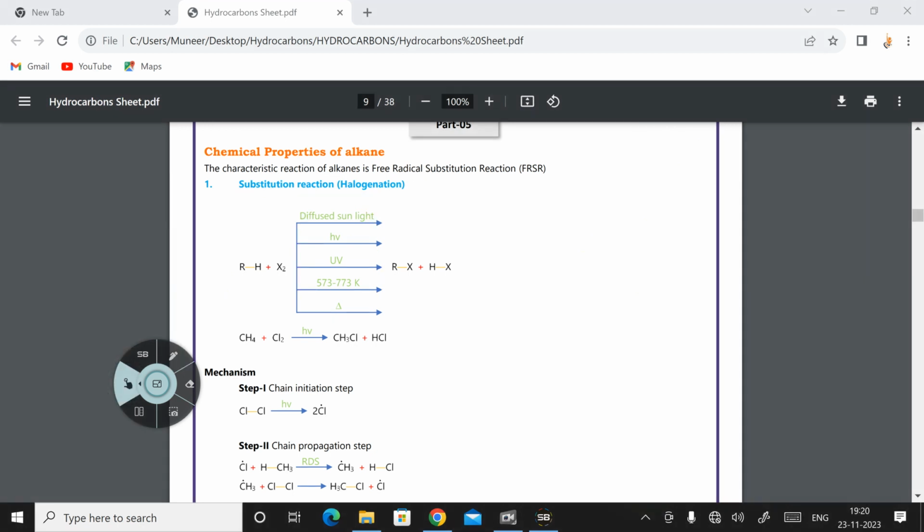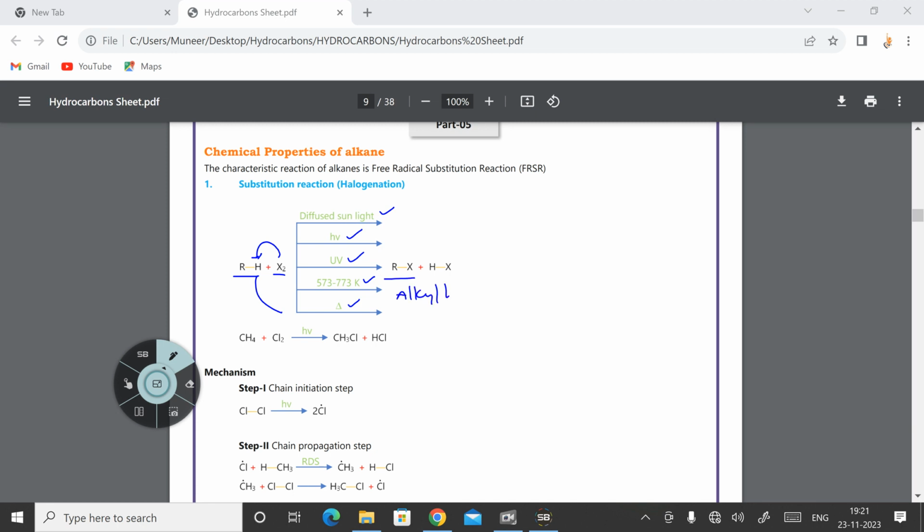Okay, now see here, RH means alkane, treated with halogen, in the presence of diffused sunlight, hν, UV, or temperature, the delta mark, all are the same. As a result, what happens? One of the H escapes out and another X is added at that place. As a result, alkyl halide is formed. And the removed H and X atom combine together and form HX.